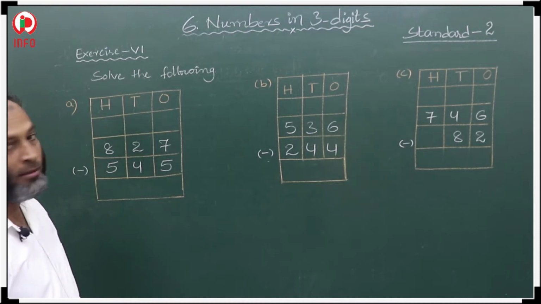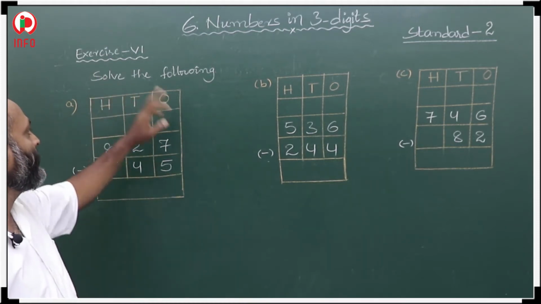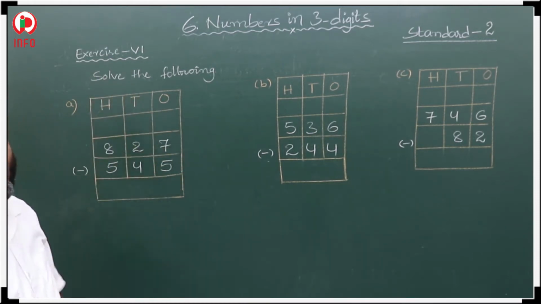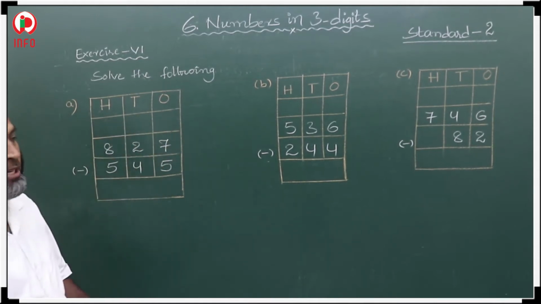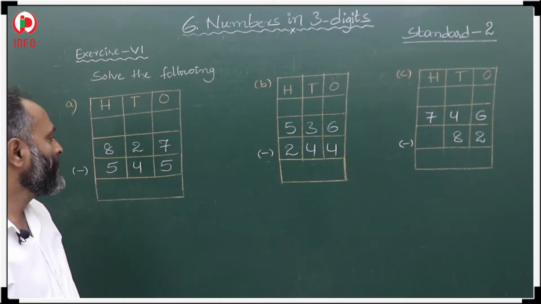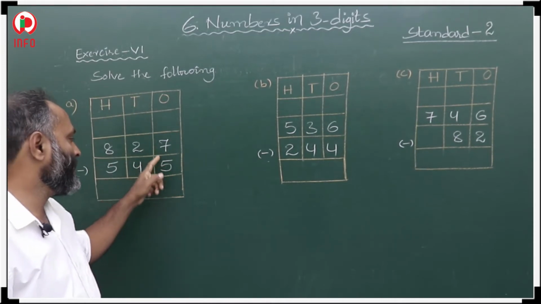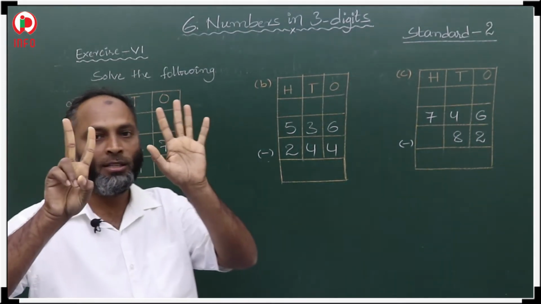Now see here. In exercise 4, solve the following. We have to subtract. First, this is the ones place, tens place and hundreds place. First we subtract the ones place. In the ones place, 7 and 5 are there. 7 minus 5.